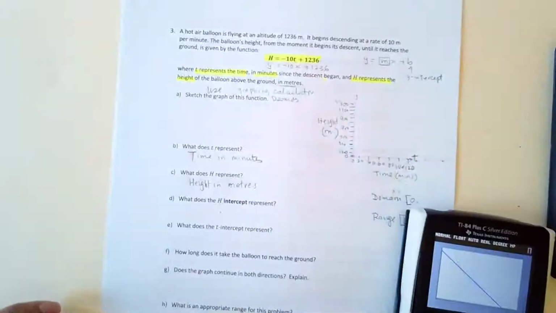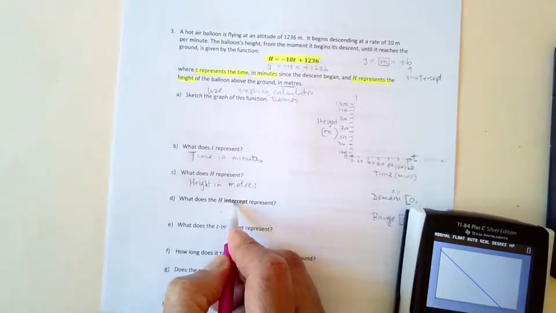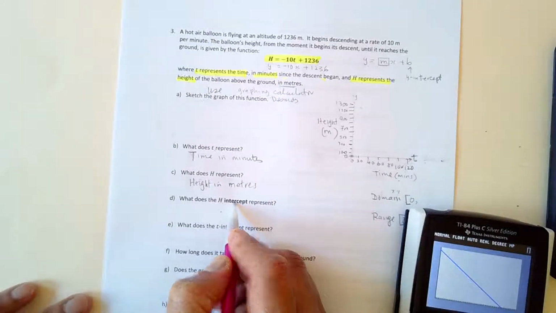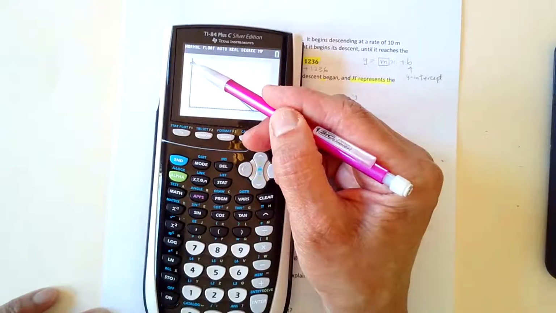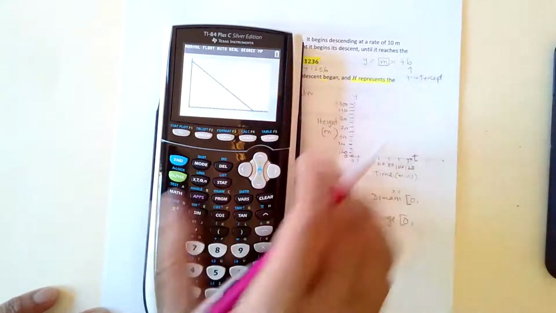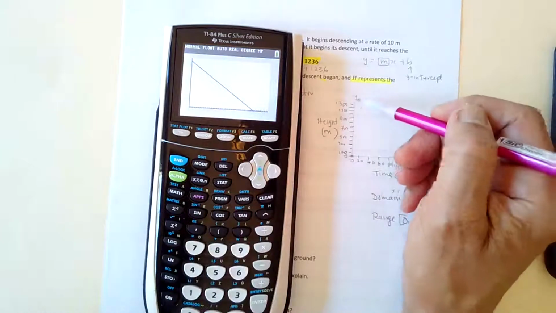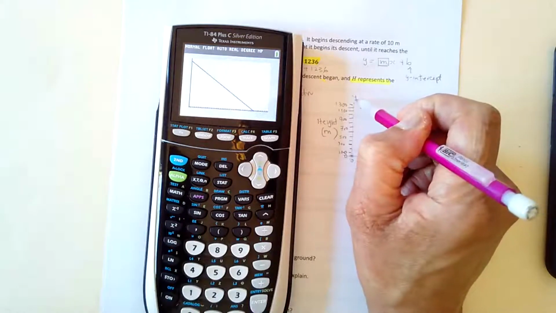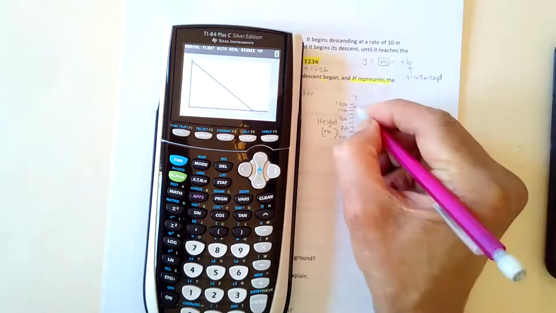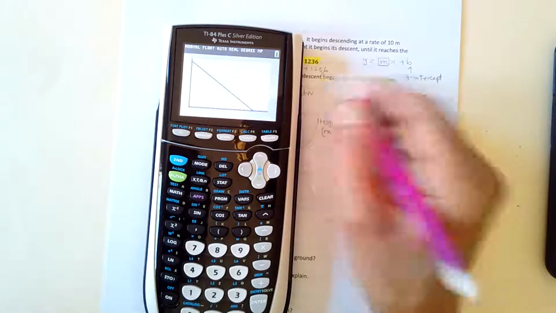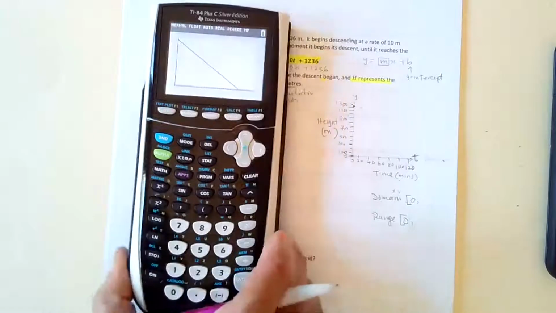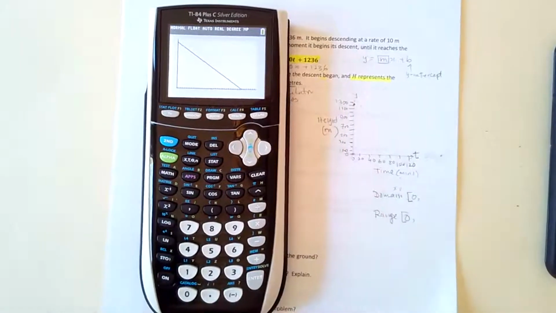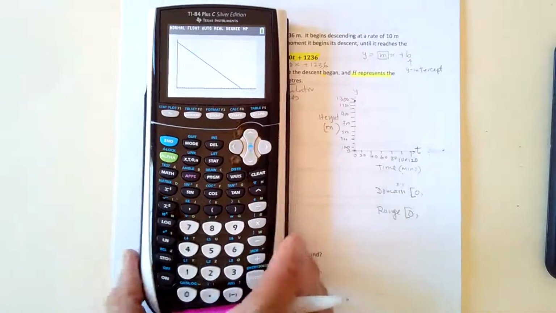What does the h-intercept represent? In other words, what does this h-intercept represent? So let's find the h-intercept, or the y-intercept in this case. Now to find the y-intercept where it crosses here, we know it's 1236, but let's prove it.